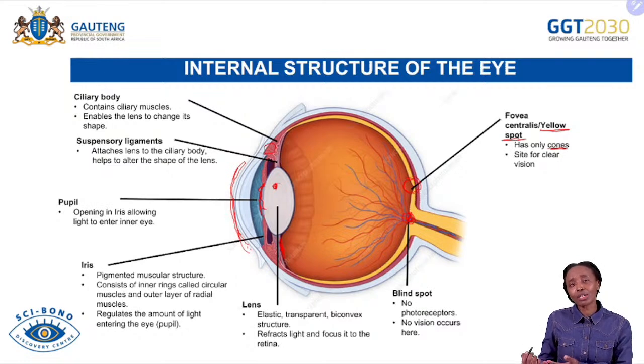So if you come across a question that asks, what happens if the light rays fall on the blind spot? Your answer would be, there won't be a vision that is formed there.